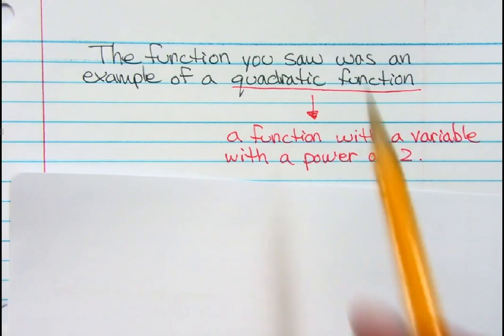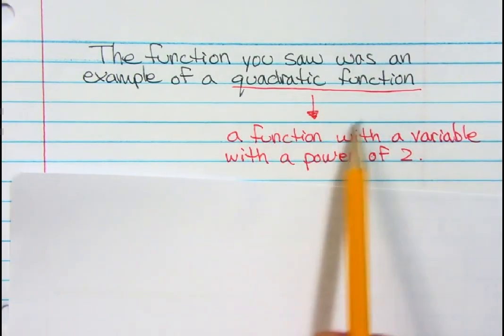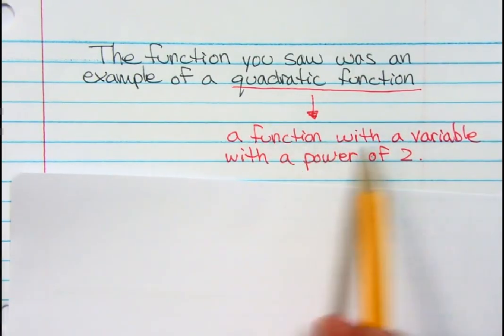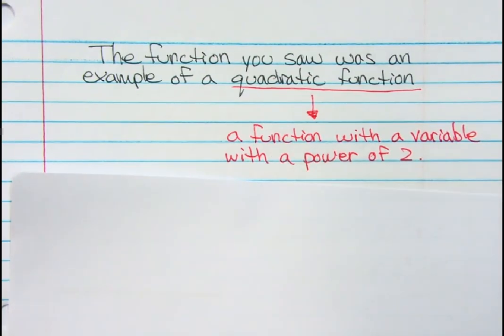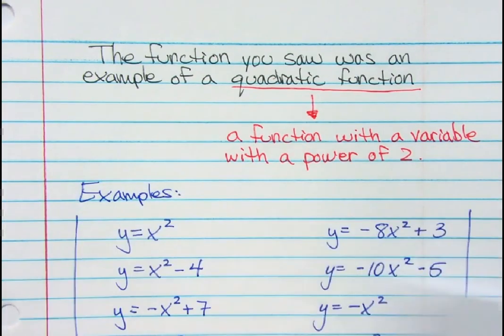So the function you just saw is an example of a quadratic function. What is a quadratic function? It's a function with a variable with a power of 2. Okay, so let's take a look at some examples.